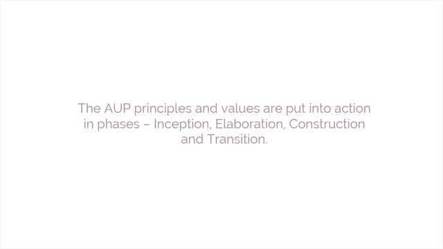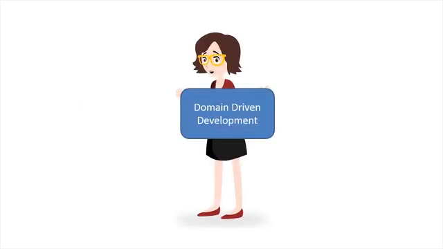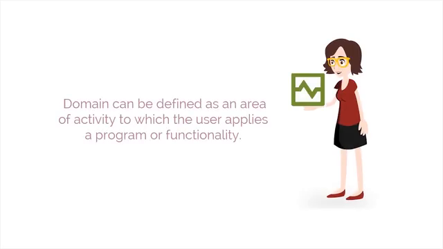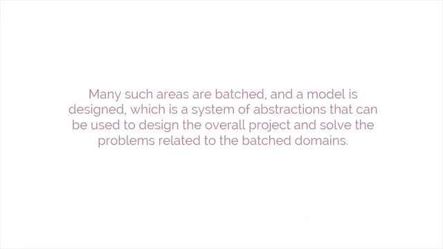The AUP principles and values are put into action in phases: inception, elaboration, construction, and transition. And the last Agile method that we will discuss is domain-driven design. Domain-driven design is an Agile development approach meant for handling complex designs along with evolving the overall project system. Domain can be defined as an area of activity to which the user applies a program or functionality. Many such areas are batched, and a model is designed, which is a system of abstractions that can be used to design the overall project and solve the problems related to the batched domains.